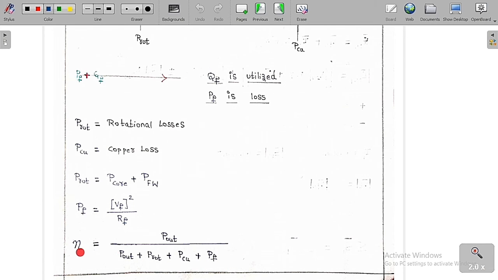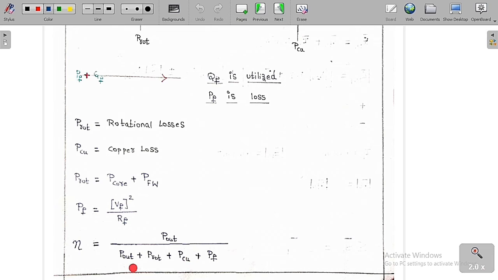So listen carefully. The efficiency of the alternator is equal to output power by input power. Output power by input power is equal to output power plus losses, which are nothing but copper loss and the rotational loss. And this overall summation, P output plus P rotational plus P_cu, is very simply what we call the shaft power. This is the shaft power that we are going to give, and we are also giving the active power to the field winding.